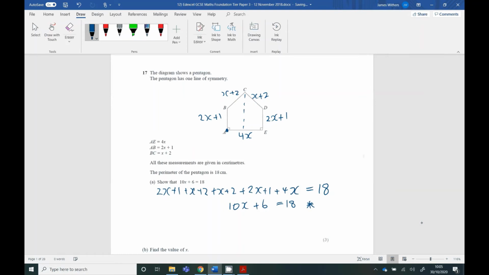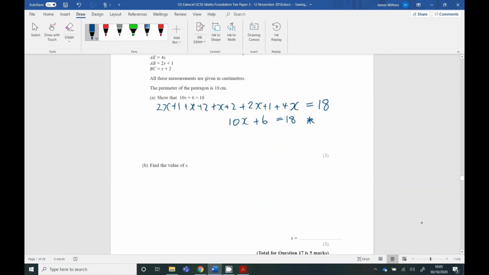Now for part B, we're being asked to find the value of x. So we need to solve the equation 10x plus 6 equals 18. We want to get x on its own. Leave the 10 for now and focus on undoing the plus 6. The opposite of plus 6, we're going to take away 6 from both sides. That leaves us with 10x on the left equaling 18 take away 6, which is 12. Now to undo this timesing by 10, we're going to divide by 10. So x equals 12 divided by 10, which is 1.2.